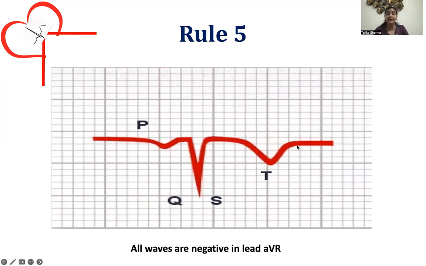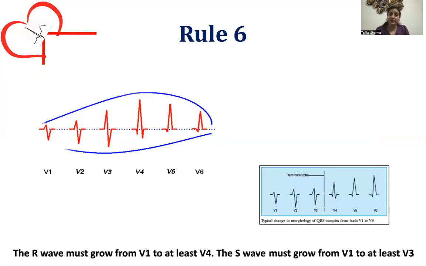So this finding in the lead aVR is normal. Then rule number 6. As per rule 6, the R wave should grow from V1 to V4 and the S wave should also grow from V1 to V3.